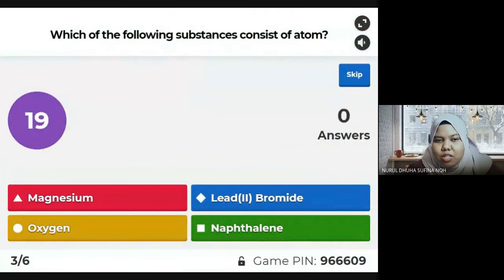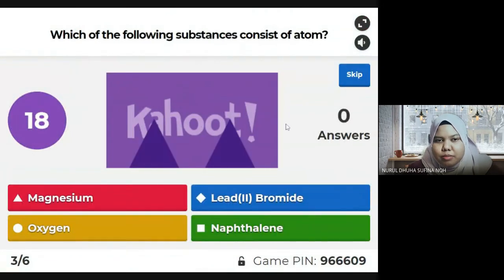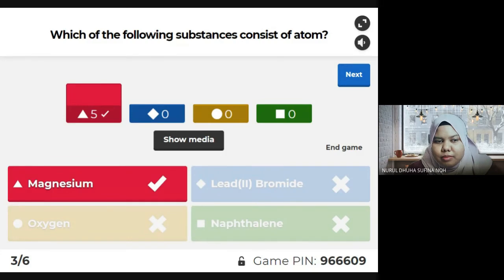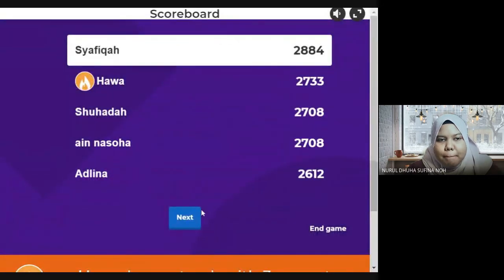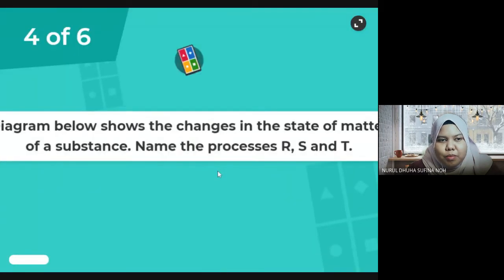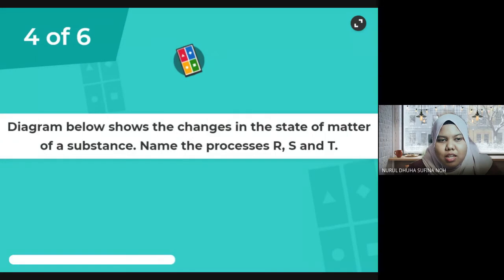Okay, the third question. Which of the following substances consists of atoms? Yes, magnesium is the only atom in the options here. Okay, congrats everyone. We can see Shafika is still the highest. Okay, next question.